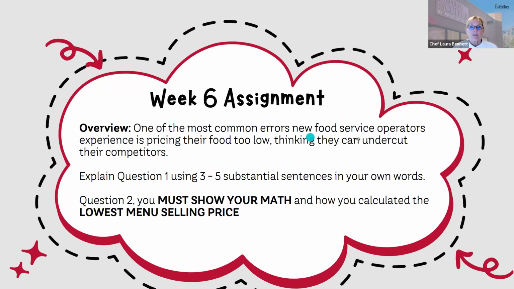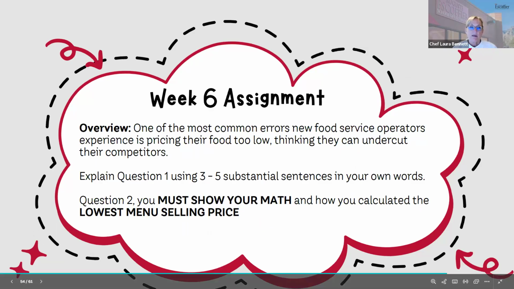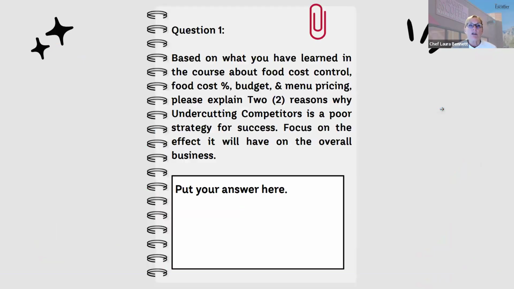One of the most common errors new food service operators experience is pricing their food too low, thinking they can undercut their competitors. For question 1, use 3 to 5 substantial sentences in your own words. For question 2, you must show your math and how you calculated the lowest menu selling price. So question 1: based on what you have learned in the course about food cost control, food cost percentage, budget, and menu pricing, please explain 2 reasons why undercutting competitors is a poor strategy for success. Focus on the effect it's going to have on your overall business, and then put your answer in that text box right there.